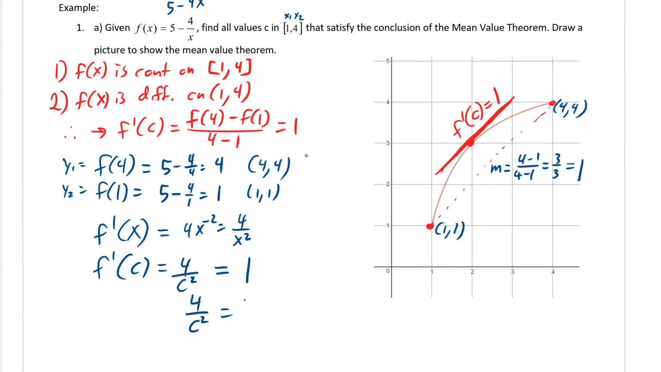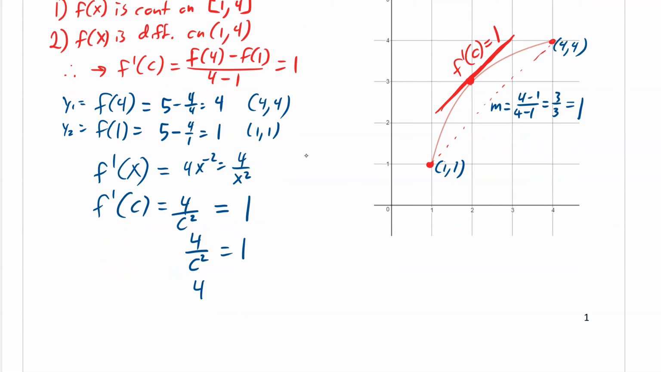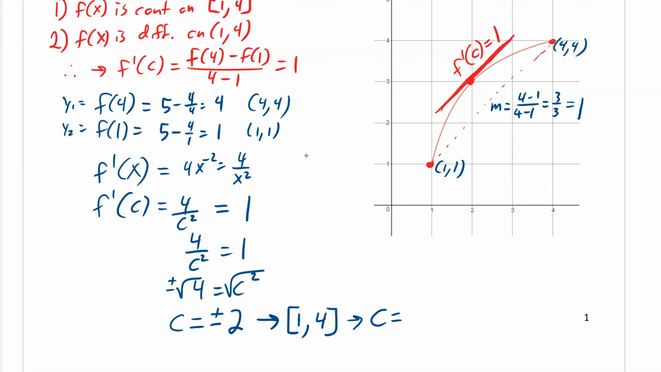4 over c squared equals 1. And so we get 4 equals c squared. Square root, plus or minus, so our c is equal to plus or minus 2. We have to make sure that we stay within our closed domain, which is 1 to 4. If I plug negative 2 and positive 2 into 1, 4, the only one that fits in that domain is c equals 2. And that matches. So there's our c of 2. We follow it up. Perfect.